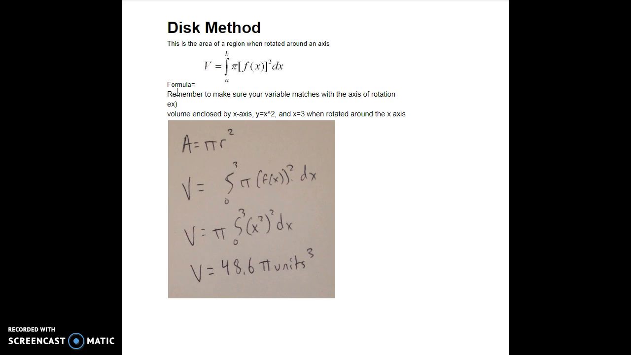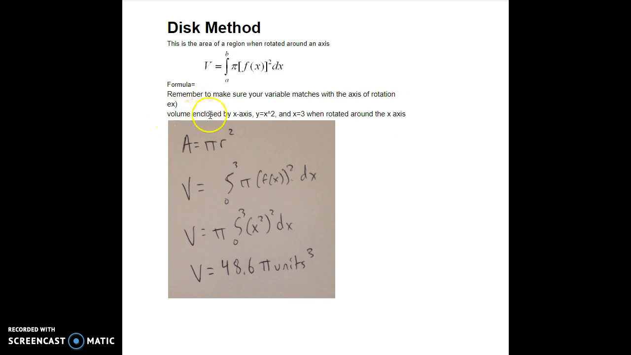So when you are using the disk method, the big thing to remember is to make sure your variable matches the axis of rotation, because your axis isn't necessarily always the x-axis, and it doesn't always match your original formula. So your original formula might be y equals something, but you might also be rotating around the y-axis, so you need to change your formula into x equals something. But for this example, they match up, so it's not a problem.